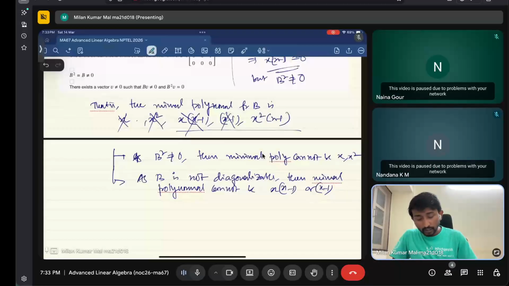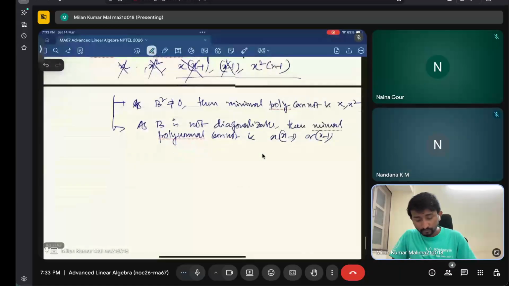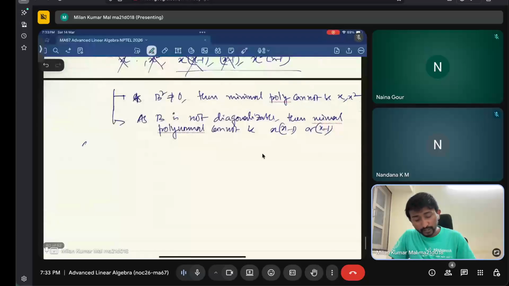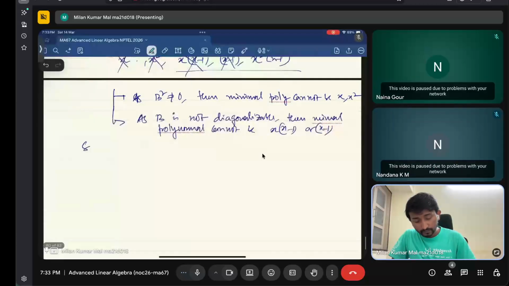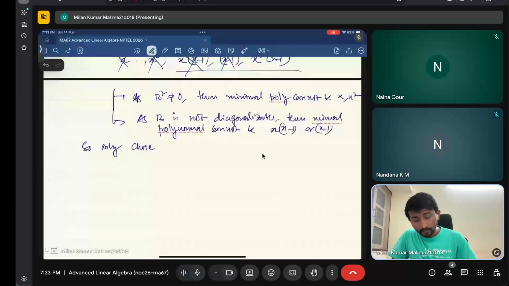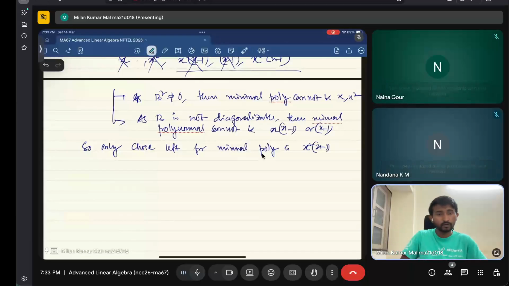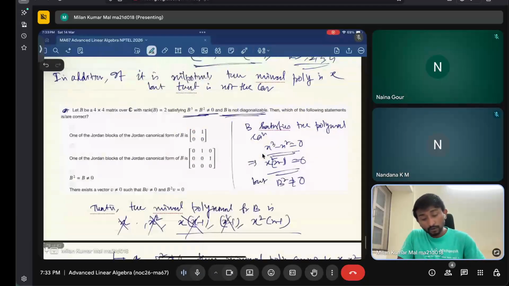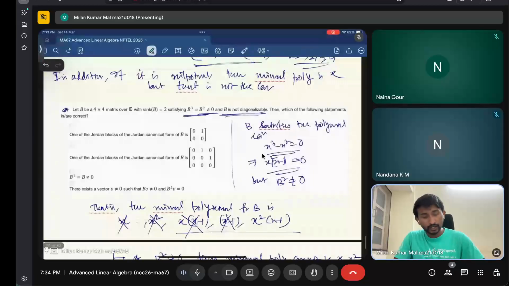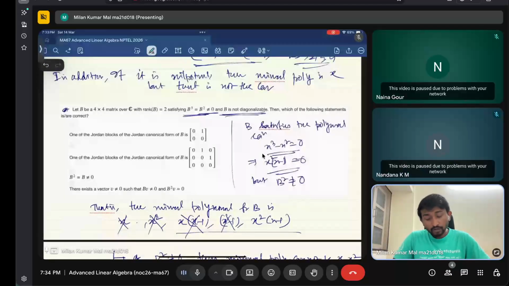So the only choice left for the minimal polynomial is x squared into x minus 1. Okay, this is the minimal polynomial. Now let's come to the question. Which of the following options is or are correct? It is about one of the Jordan blocks. Here it is a 4 by 4 matrix.